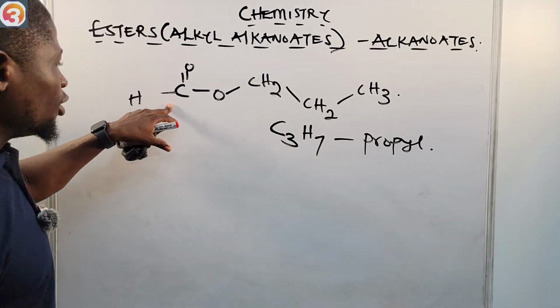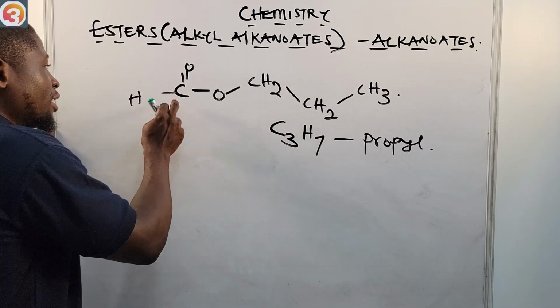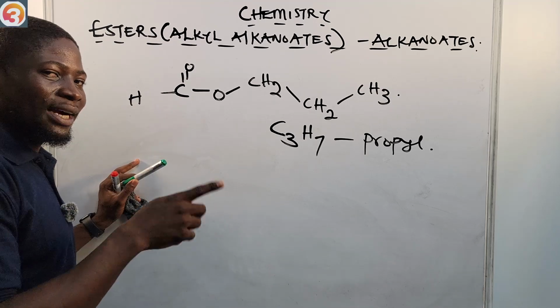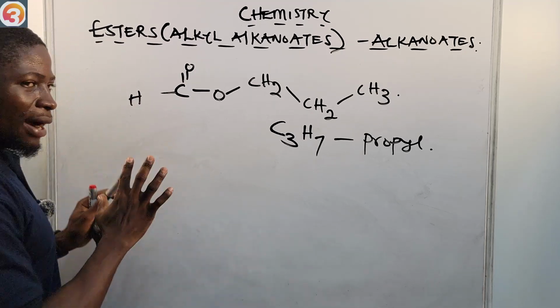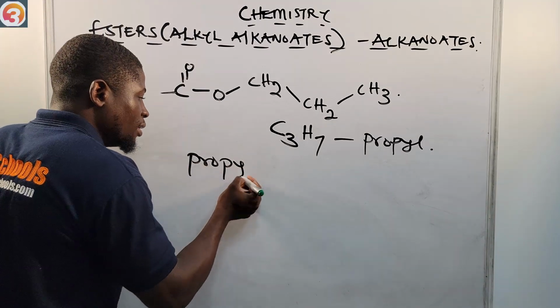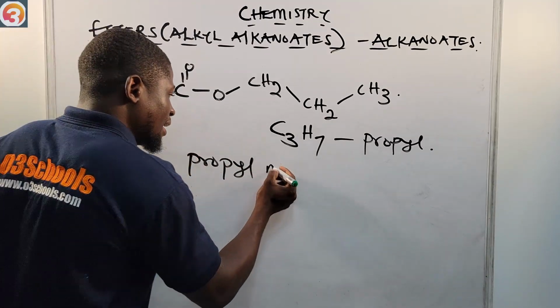Then on this left-hand side, how many carbon atoms do we have? Just 1. You should definitely know that one carbon atom is from methane, which gives meth. So now our -oate will come in. To name this compound, it will simply be propyl methanoate.